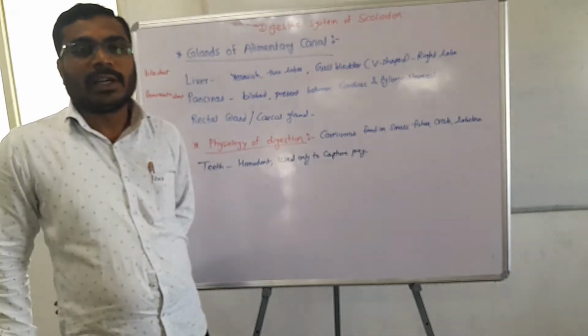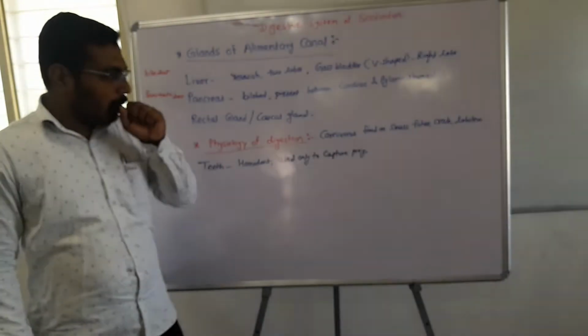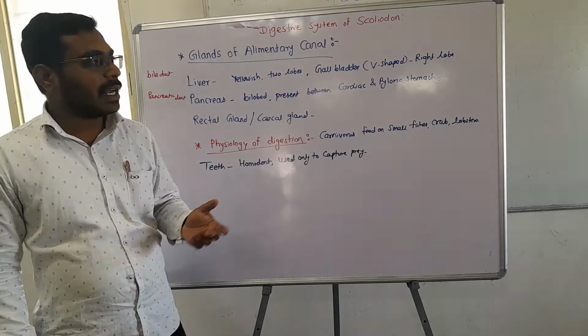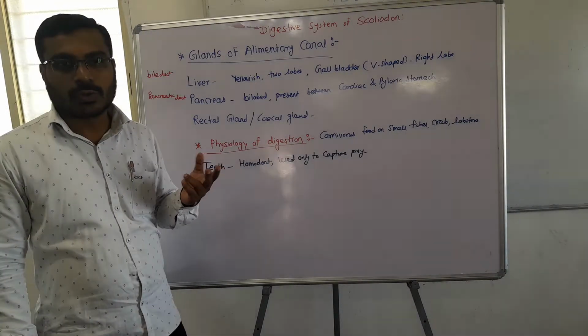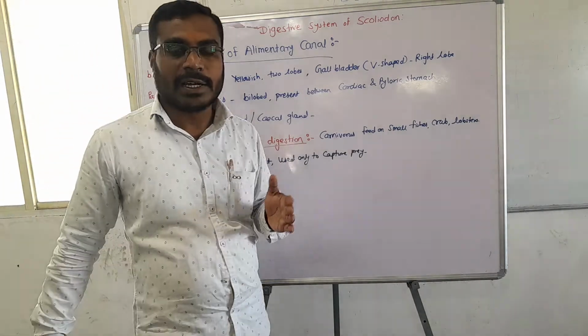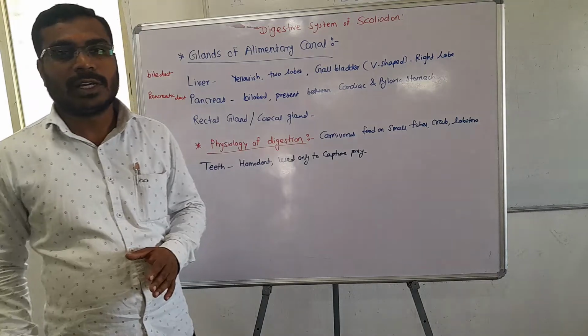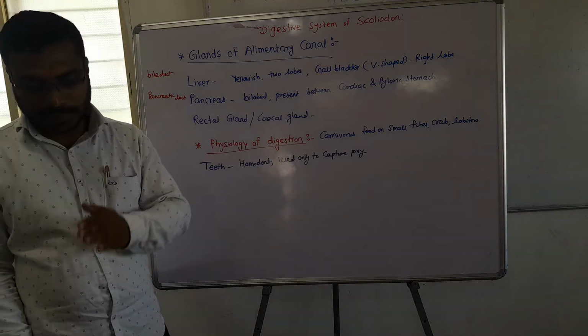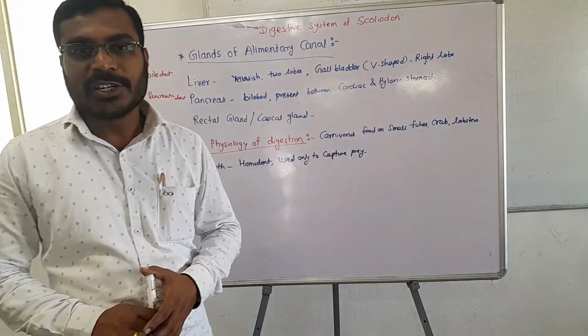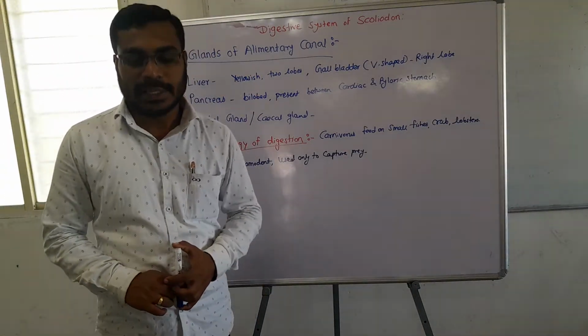Then where does digestion occur? Digestion occurs only in the stomach. As we studied, there are two parts of the stomach, one called the cardiac stomach and another called the pyloric stomach. One after the other. First is the cardiac stomach. Digestion starts in the cardiac stomach.